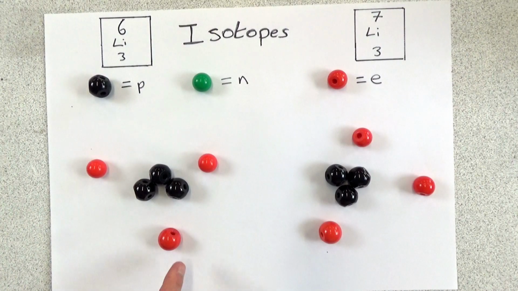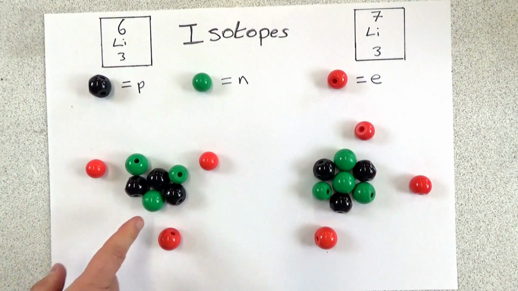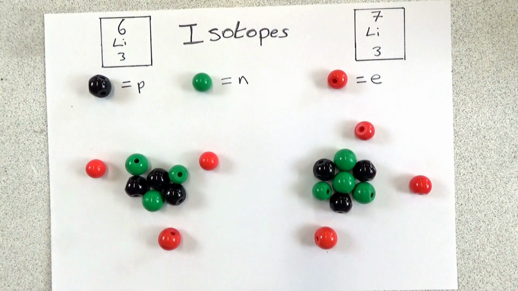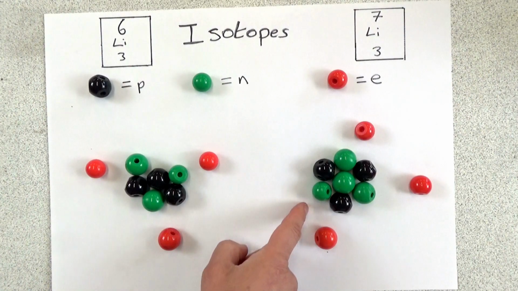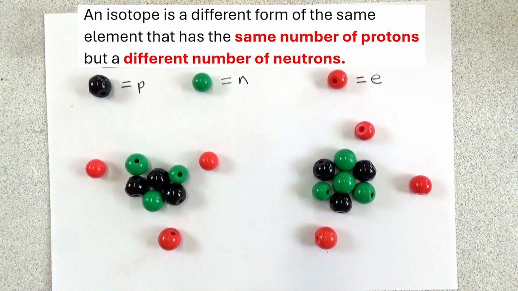Similarly, they've each got 3 electrons because the atomic number is 3. However, when we look at the number of neutrons, 6 take away 3 is 3 neutrons for this atom, 7 take away 3 is 4 neutrons for this atom. So our definition of an isotope is it's a different form of the same element that's got the same number of protons but different numbers of neutrons.